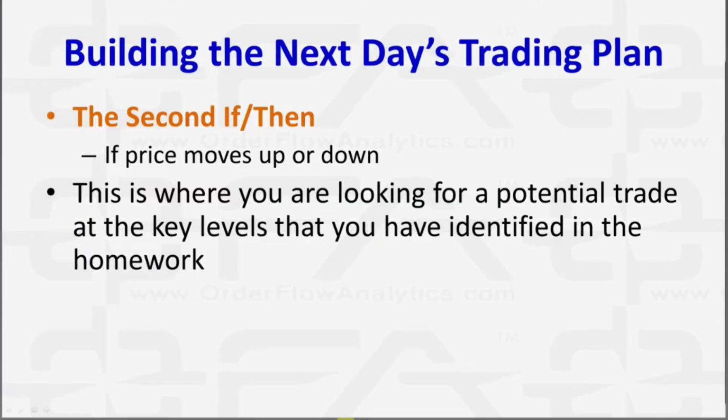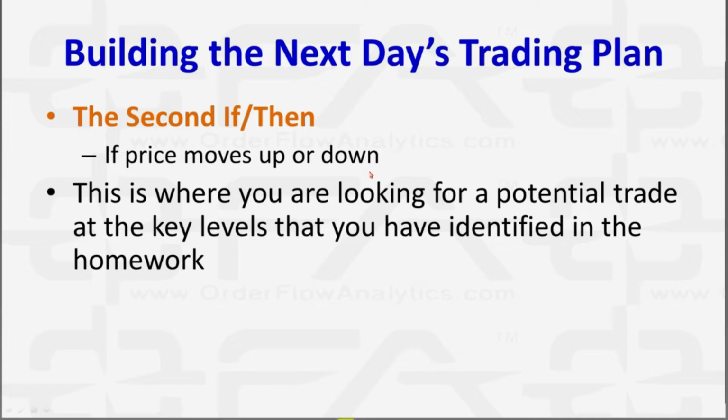So I would be looking at those low volume areas from yesterday, and a low volume area from the previous days, and we're going to go through this. You can have a low volume area, but if price isn't respecting that low volume area, you don't give it as much weight. Okay. So the second if-then: if price moves up or down. First one is, where's price open relative to yesterday's activity? Second is, does price move up or down, or both?